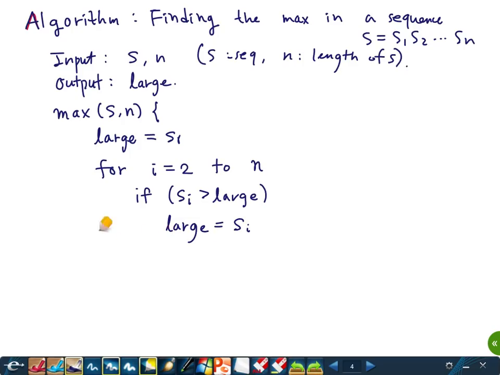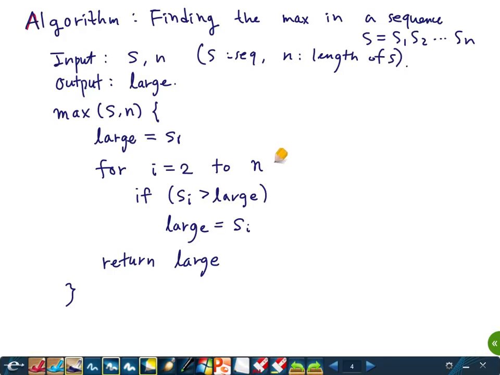And then just return large. Okay. Well, this may look a little strange. The indentation is very important in our pseudocode. Indentation tells us when the statement ends and finishes.